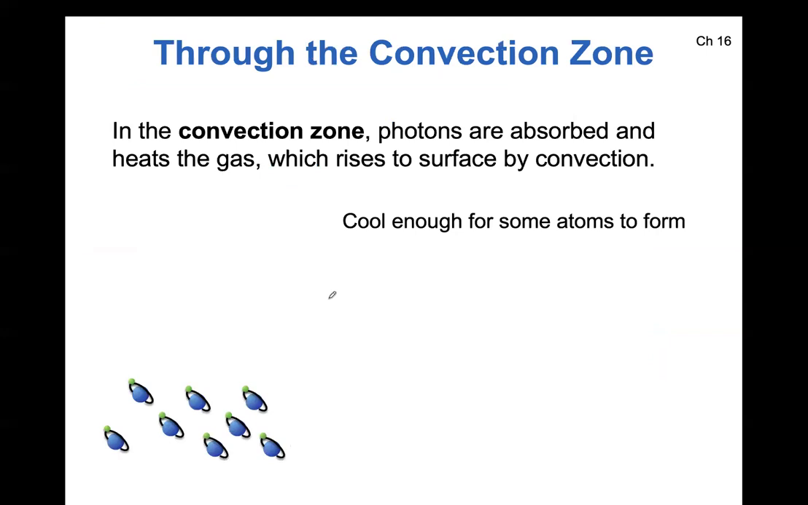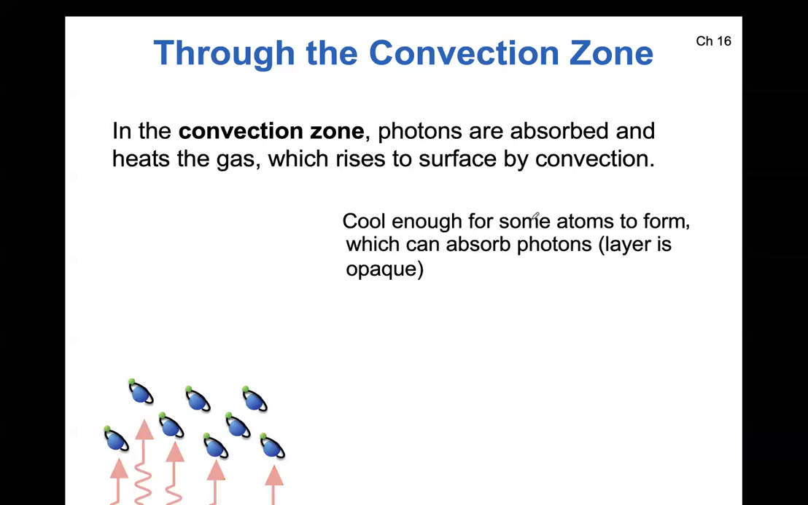Too hot to have molecules. In the convection zone, photons are absorbed and heat the gas, which rises to the surface by convection. So here that photon, which has now transitioned to a lower frequency, lower photon energy type of light, is finally able to be absorbed.